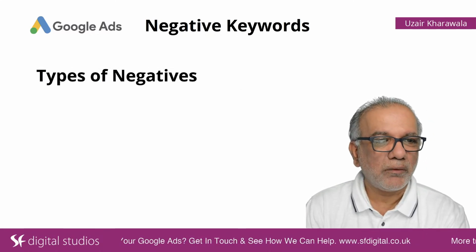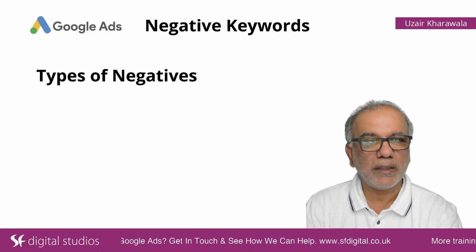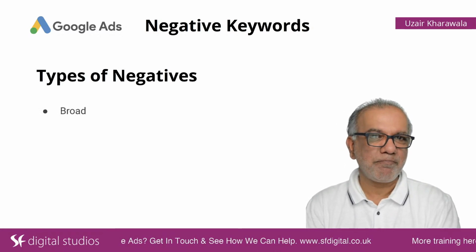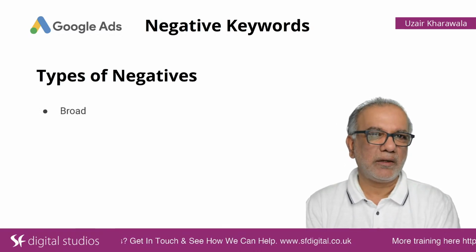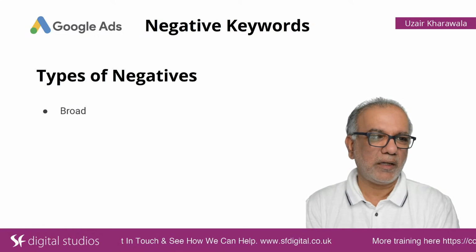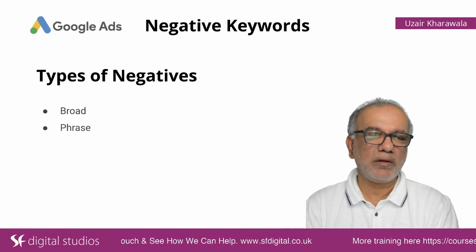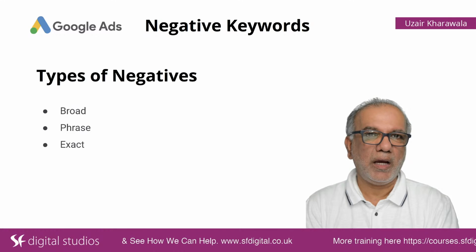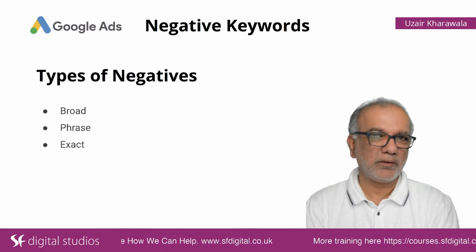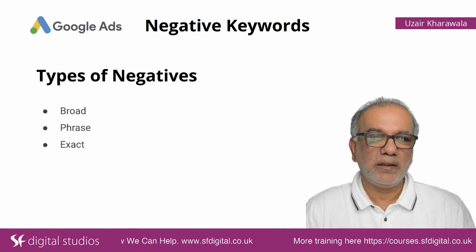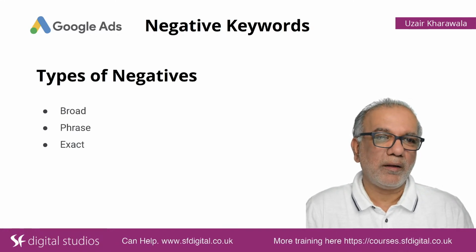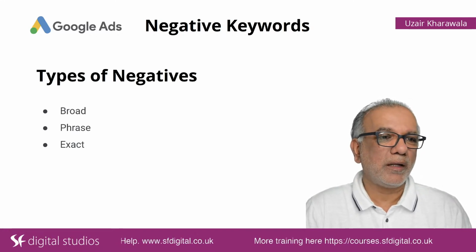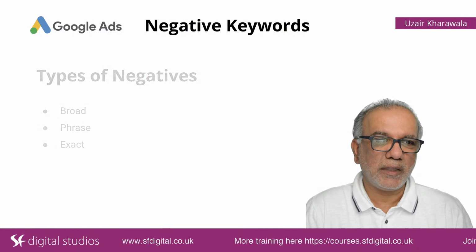So let's talk about the types of negatives. Just like your normal keywords, you can have broad match negative keywords, phrase match, and exact match. What you don't have is the broad modified. You don't have broad modified negative keywords.